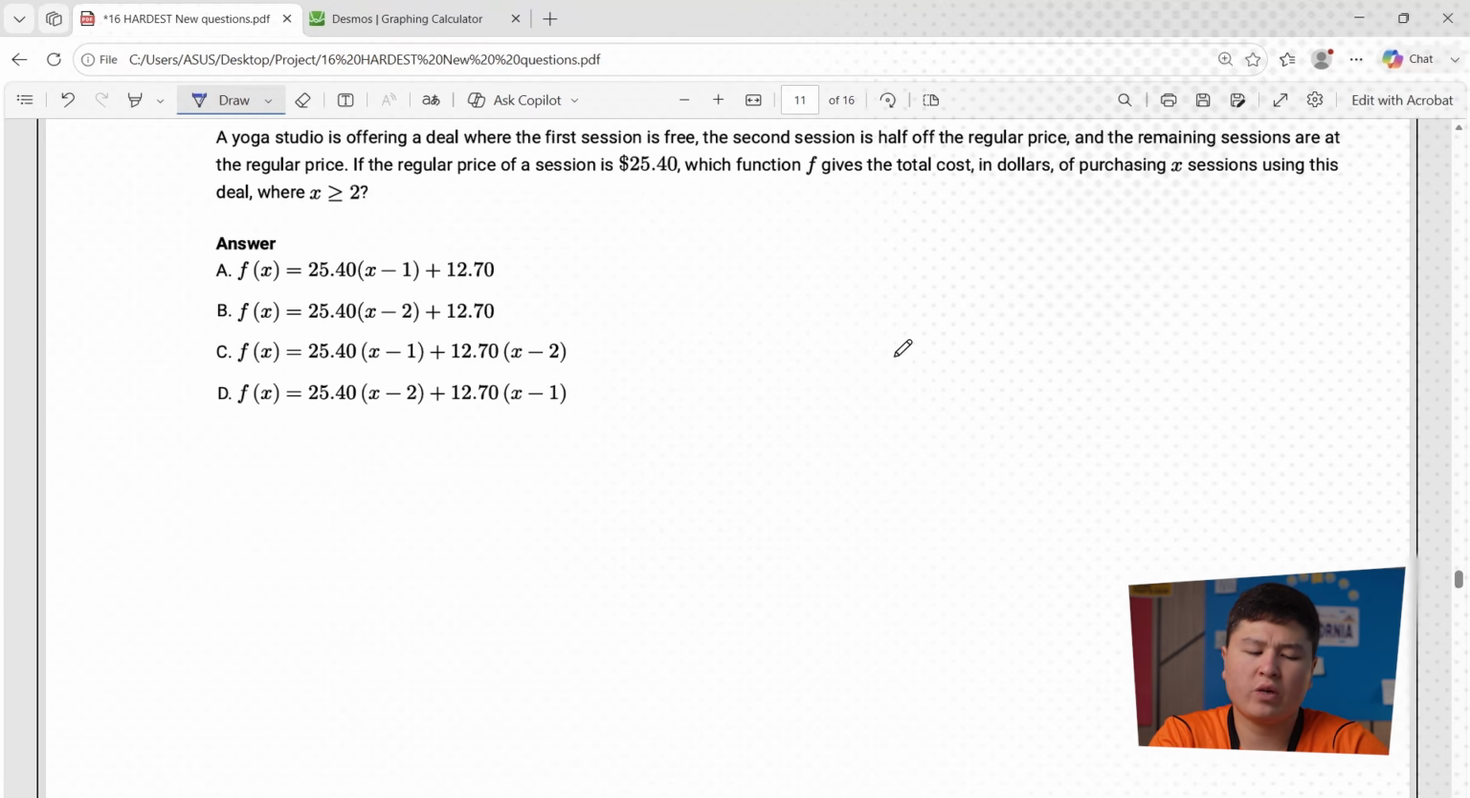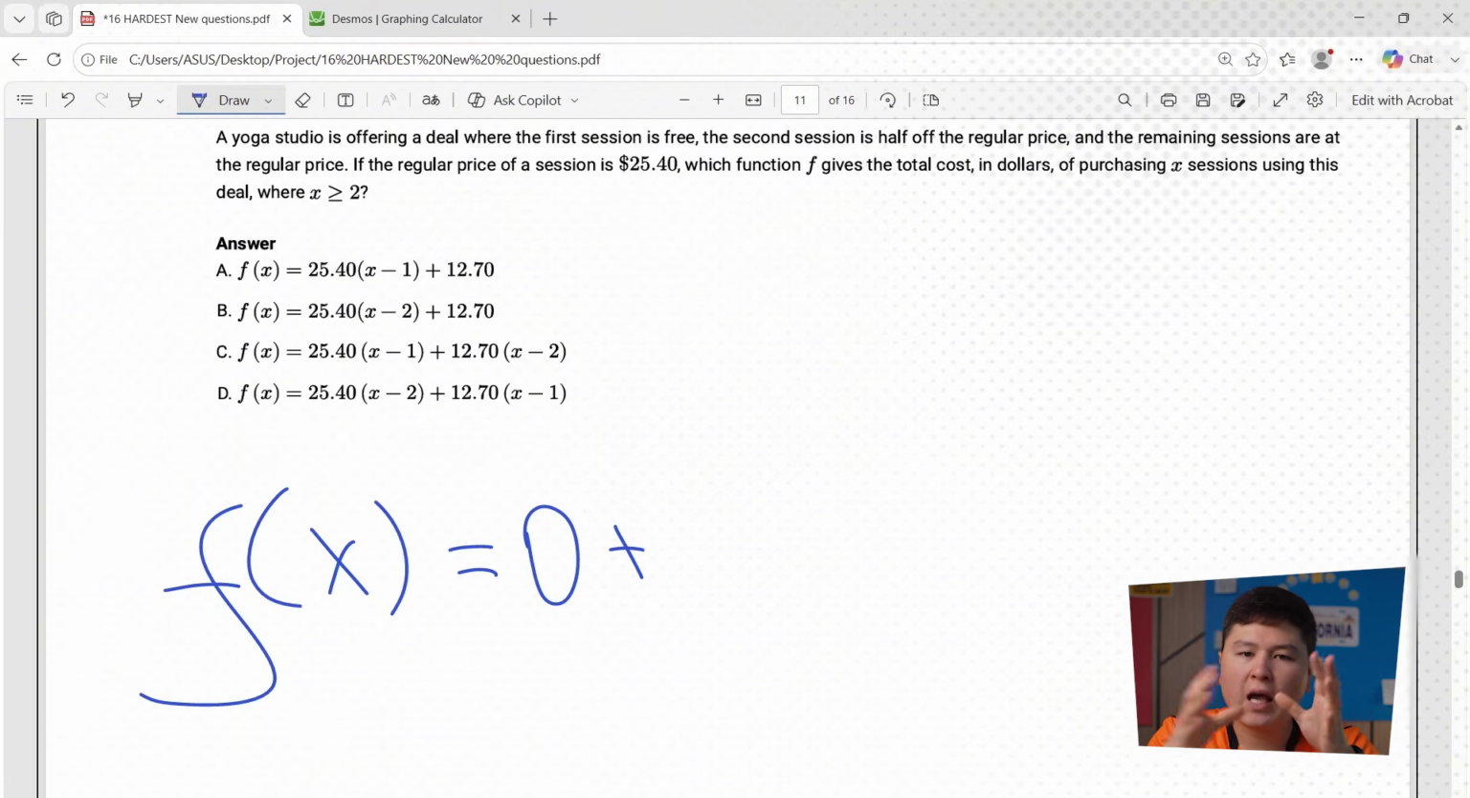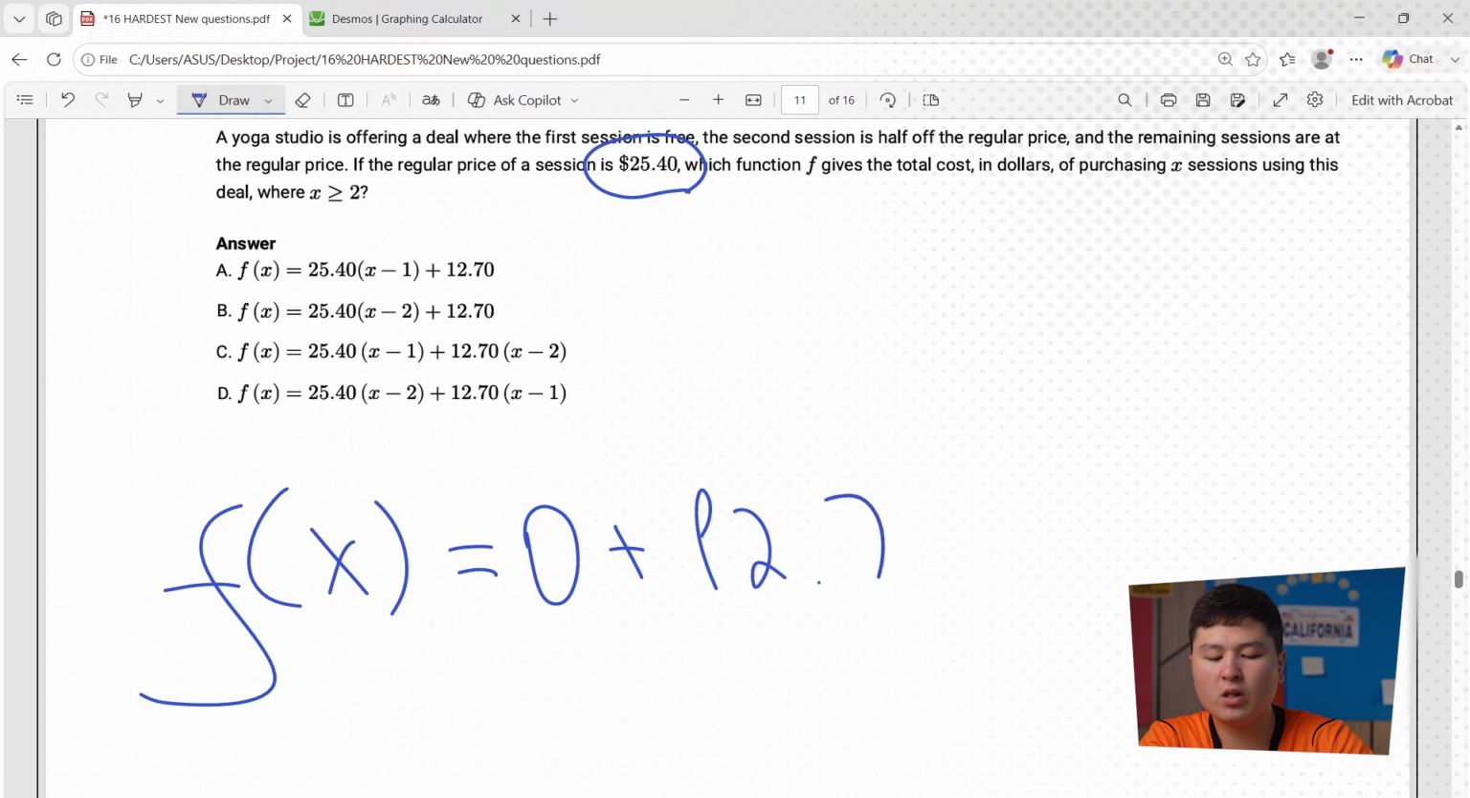So guys, just create the function. We have f of x equals, the first session is free, so I'm just writing 0, plus the second session is half of the regular price. If the regular price is 25.40, then half of it would be 12.7.